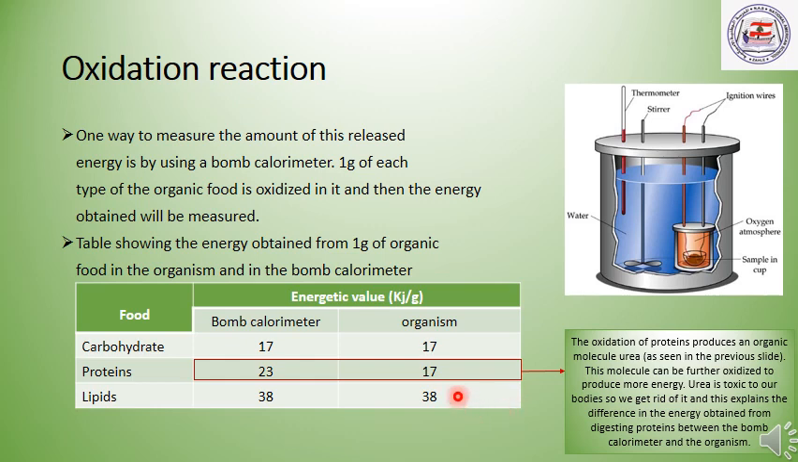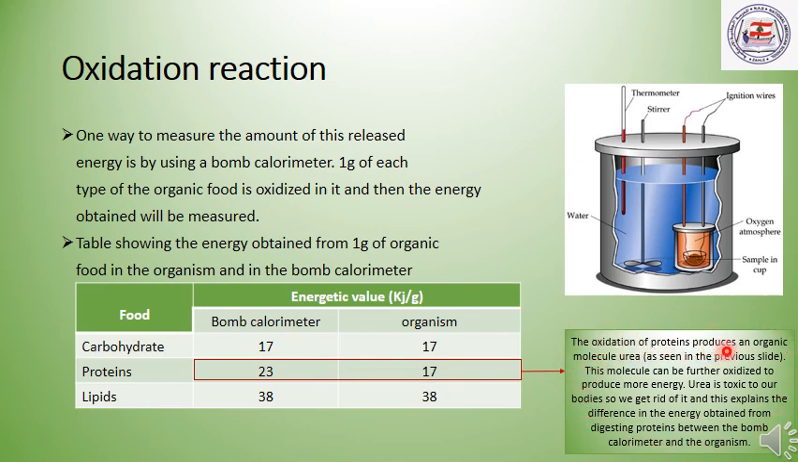Now, in our bodies, upon the oxidation of proteins, we will obtain urea, and urea is considered toxic to our bodies, so we get rid of it instead of oxidizing it, and that's why we will lose a part of the energy that is stored inside one amino acid. However, in the bomb calorimeter, the entire molecule, including urea, was oxidized, which produces a bit higher amount of kilojoules. So the difference goes back, as you can see the explanation in the green box.